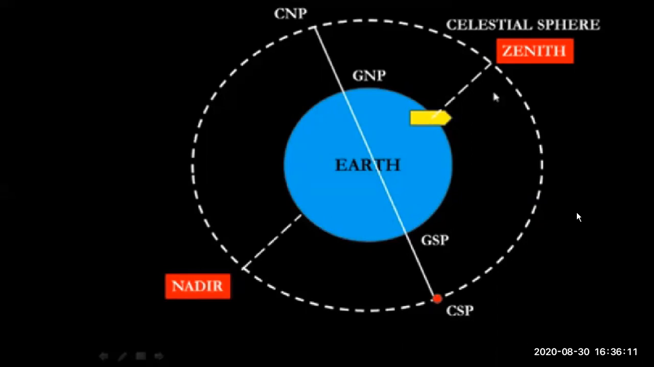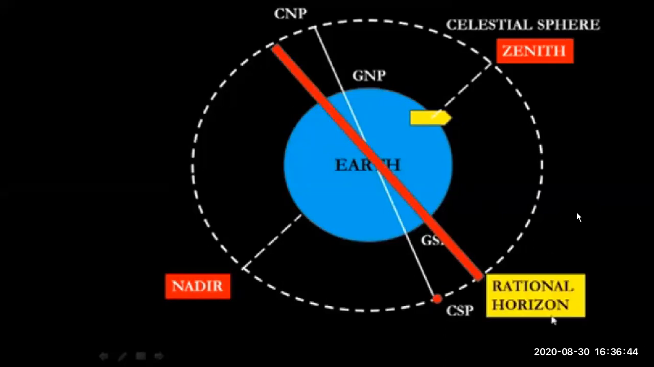So rational horizon is basically if you slice the celestial sphere into two parts passing through the center of the earth, and which divides the zenith and nadir into 90 degrees away from them, that is equal parts. So the great circle passing through the center of the celestial sphere, which is equidistant from the zenith and nadir, or 90 degrees from zenith and nadir, is called the rational horizon. So rational horizon is a great circle passing through the center of the earth on the celestial sphere, and which is midway between the observer's zenith and nadir.